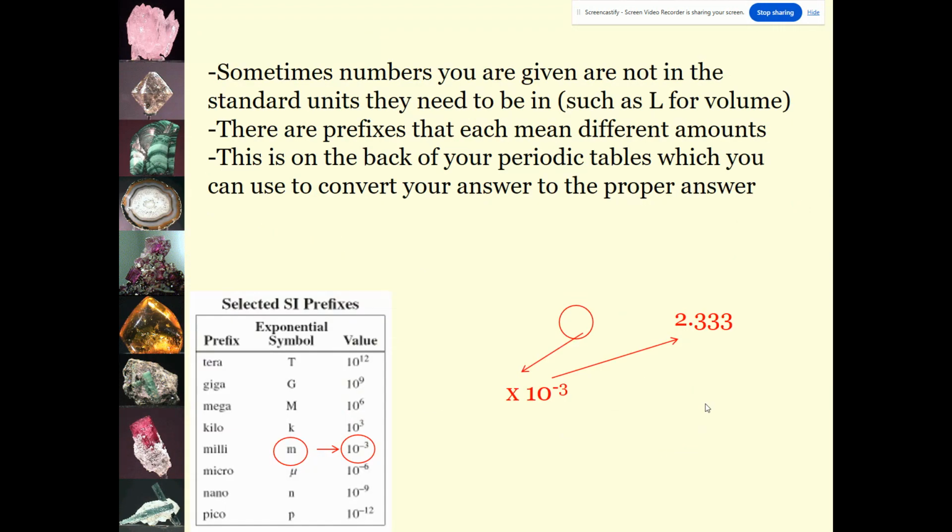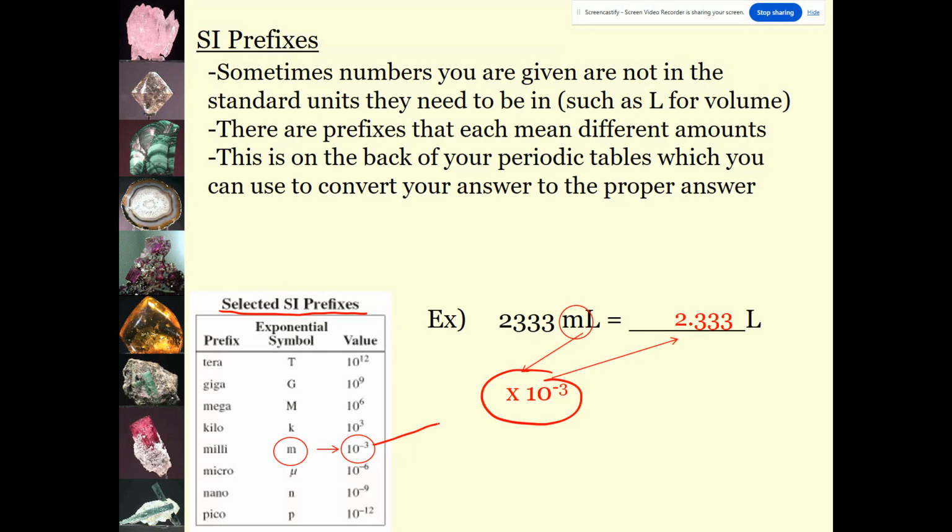Okay, SI prefixes. Sometimes you will be given a number that has an SI prefix in front of it, such as a milliliter. The milli is an SI prefix. SI prefixes are given on your periodic table. It tells you what they're equivalent to. So a milli is equivalent to 10 to the minus 3. So if I want to take milliliters and convert it into liters, I multiply by what it is equivalent to, which is 10 to the negative 3.